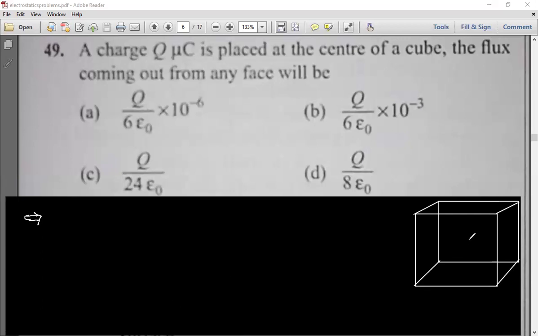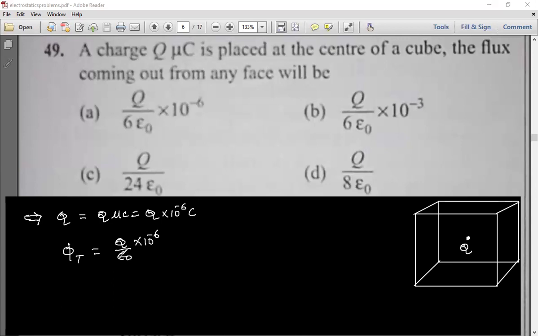And now at this center exactly, I am keeping a charge q microcoulomb. So q is equal to how much? q microcoulomb, so this is q into 10 to the power minus 6 coulomb. And the total flux, flux total is equal to how much? We have the formula q by epsilon naught. So here q into 10 to the power minus 6 by epsilon naught. This is the flux formula.